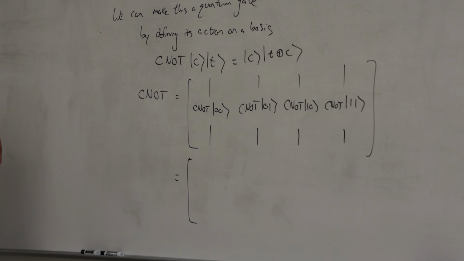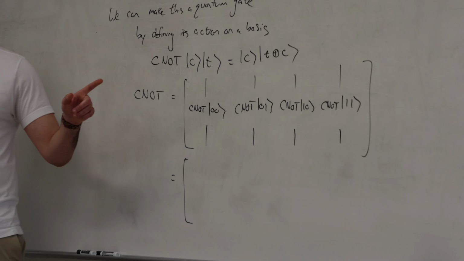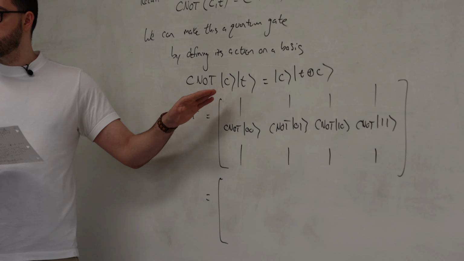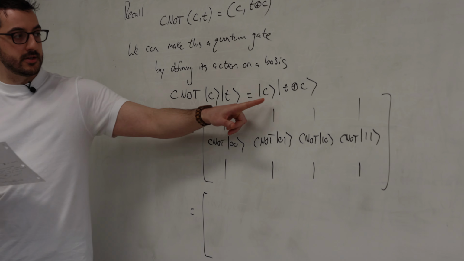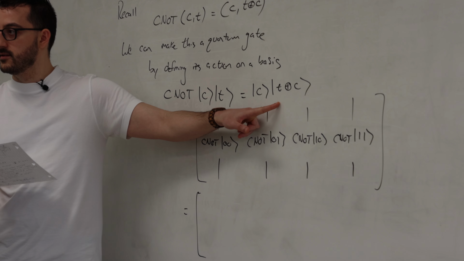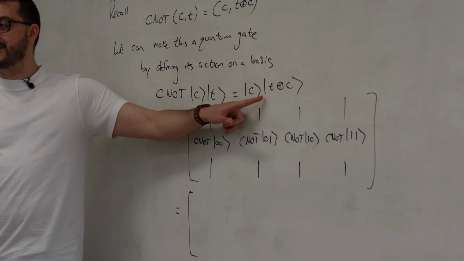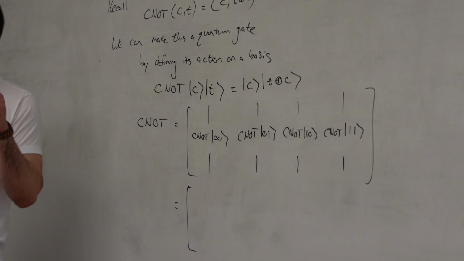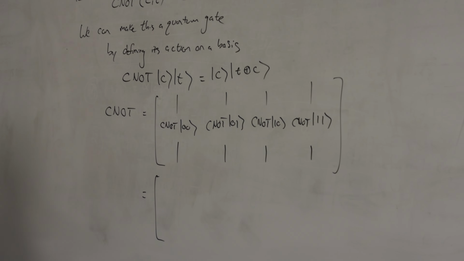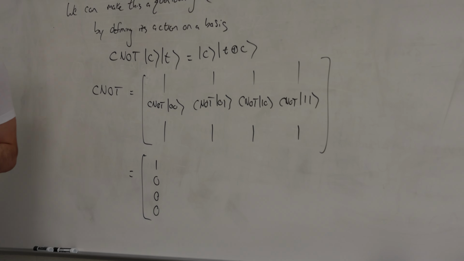Is it 0, 1, 0, 0? Close. What will it be as a ket in Dirac notation? So let's start from this definition. 0, 0 here. So what should the output be? Still 0, 0. Yeah. So 0, 0 plus 0. So 1, 0, 0, 0. Exactly right. Does everyone see that?